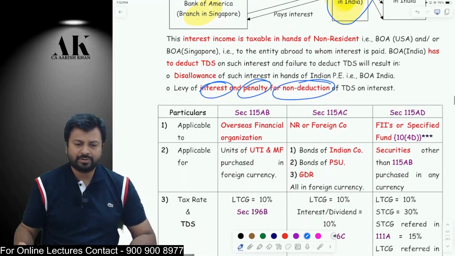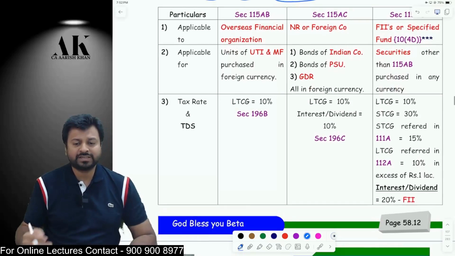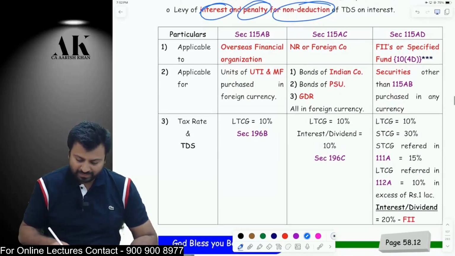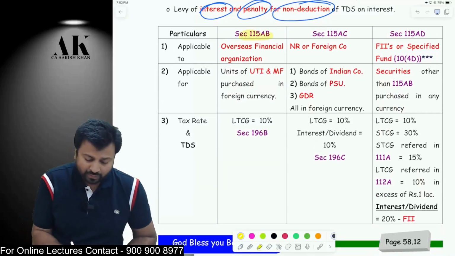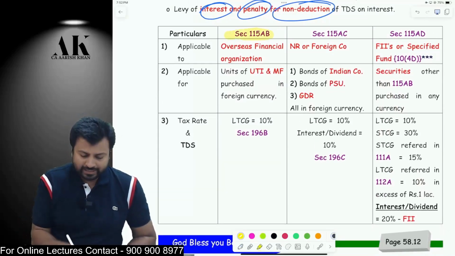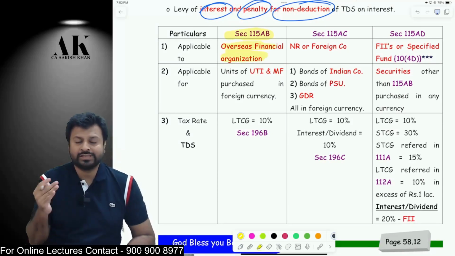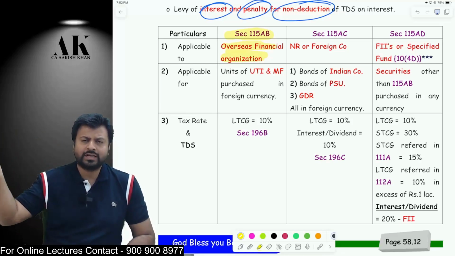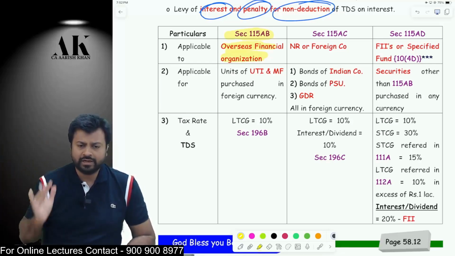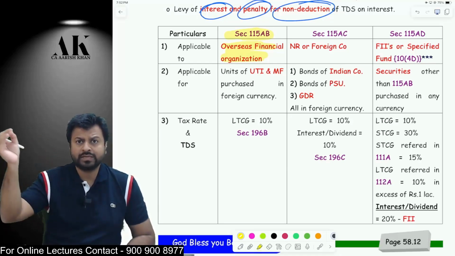Okay. Nothing great apart from this. Now, there are 3 more special sections which are going to come one by one now. Let me address all of them one by one. Okay. The very first special section is 115AB. In this, who is there? In this, overseas financial organization is there. Who is an overseas financial organization? It's a non-resident organization who has taken an approval from SEBI to invest in India. Okay. So they have an approval from SEBI to invest in India.